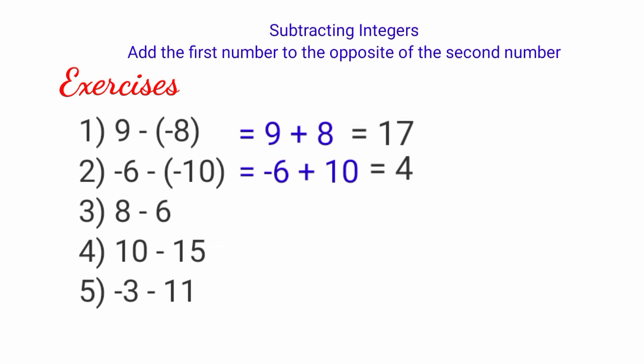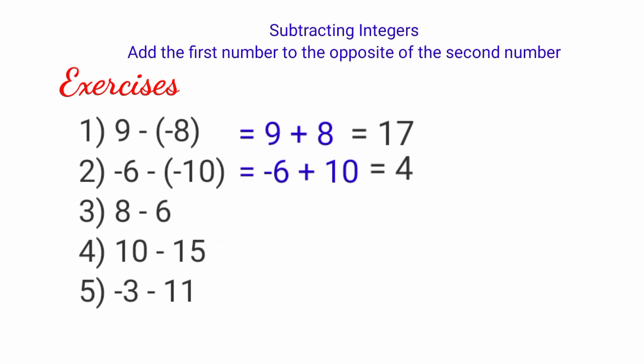Now, the sign of 4 will depend on the larger number, which is 10. Since 10 is positive, our final answer is also positive. Therefore, negative 6 minus negative 10 is equal to positive 4. We are now on number 3.